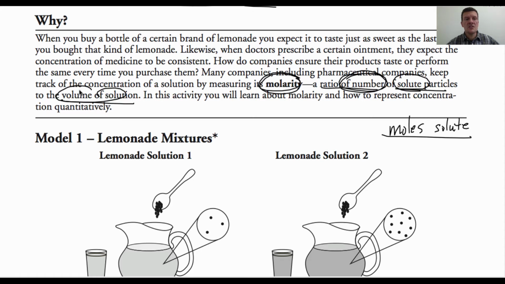and here we're told it's going to be volume of solution. And often in chemistry we use liters for the solution. So that's what molarity is, capital M. It is the moles of the solute divided by the liters of the entire solution.